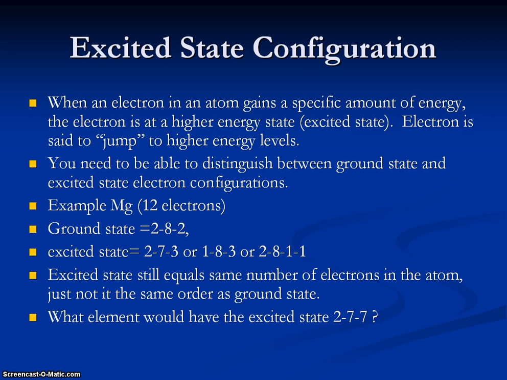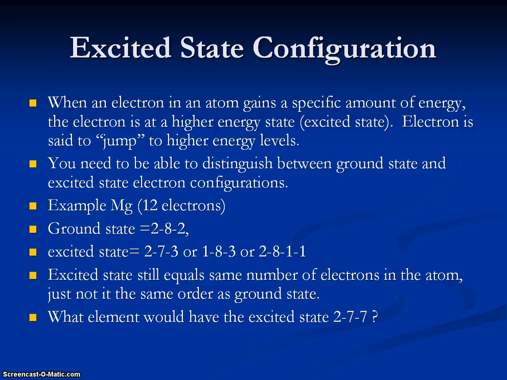Okay, excited state. Now, the difference between excited state and ground state is energy. So when an electron in an atom gains a specific amount of energy, the electron is at a higher energy state. That means the excited state. The electron is said to jump to a higher energy level. That means you don't gain electrons here. All it means is that some of the electrons you have have gained enough energy to go to a higher energy level, like going from 2 to 3 or 2 to 4 or 3 to 5. You're jumping up in energy levels.